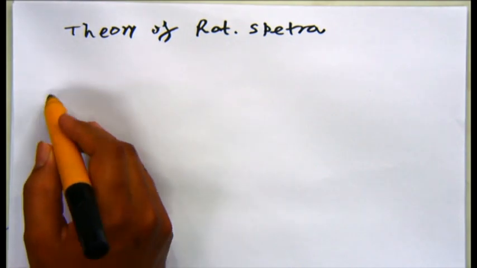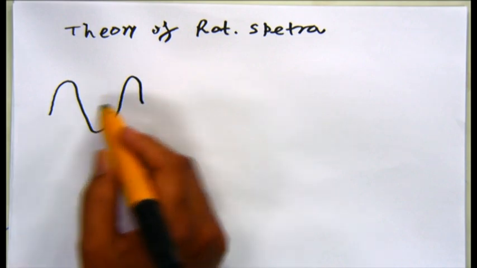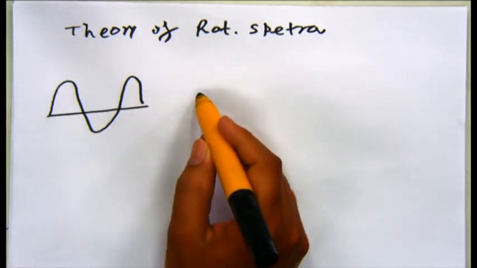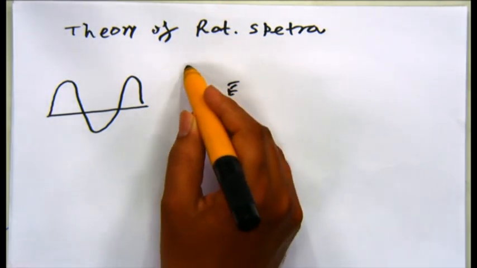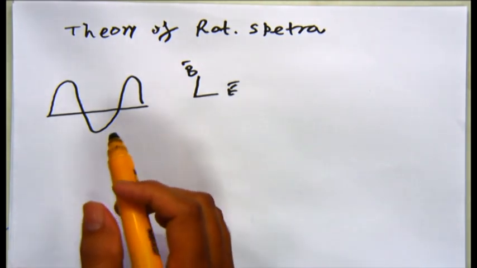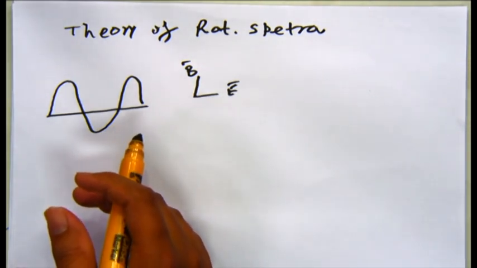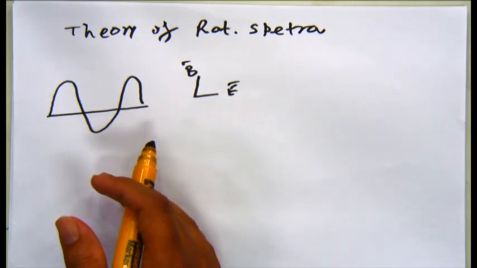Now electromagnetic radiation can be drawn in this manner. Electric field is perpendicular to magnetic field. Suppose that the direction of the electric field is in the x direction, and the direction of the magnetic field is in the y direction.